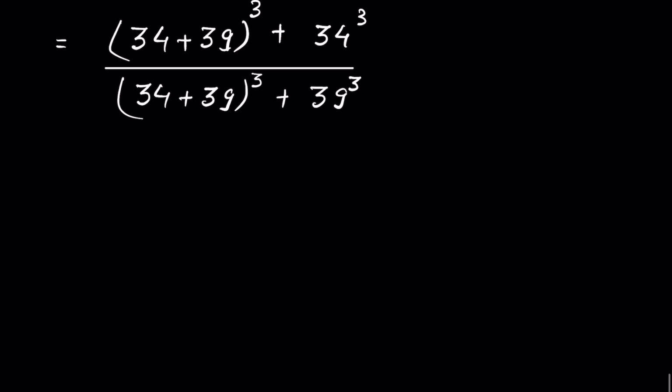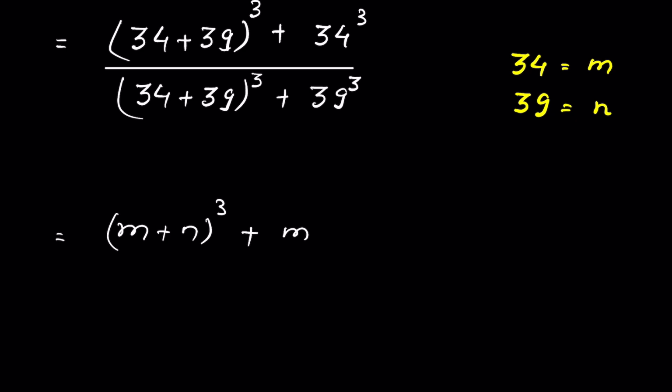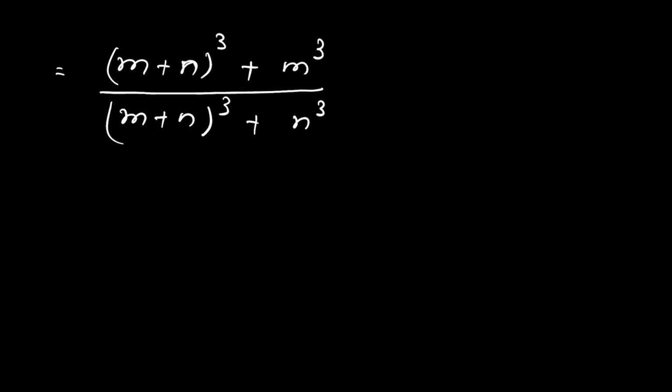Now let's consider 34 is equal to m and 39 is equal to n. So in that case we have m plus n whole cube plus m cube upon m plus n whole cube plus n cube. Now again consider m plus n here is x and m here is y for the numerator.